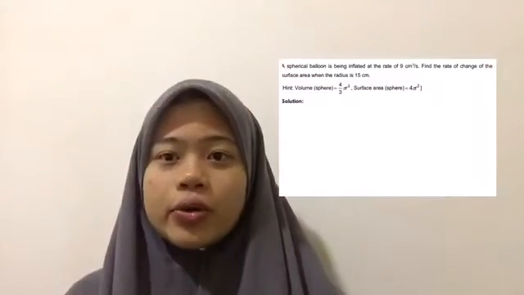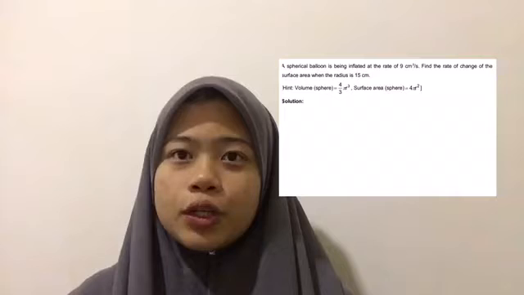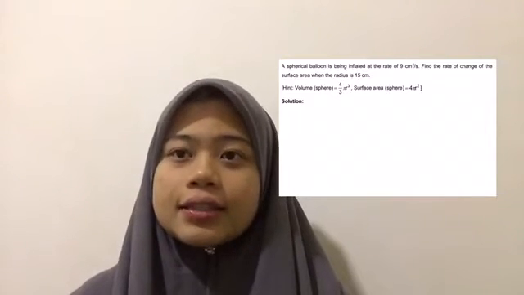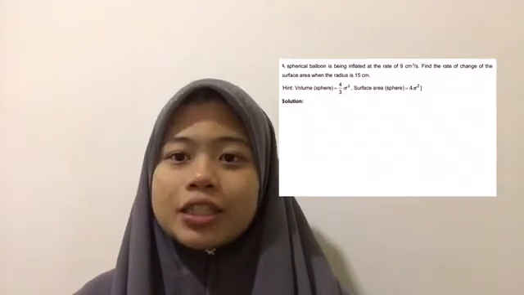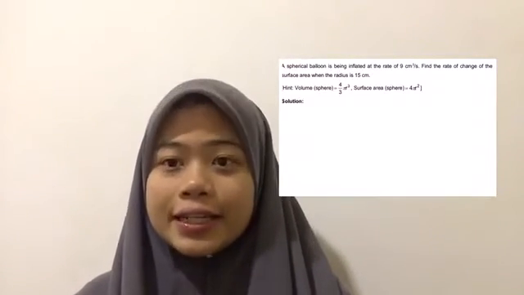This is the question. Let's read the question together. A spherical balloon is being inflated at the rate of 9 cm³ per minute. Find the rate of change of the surface area when the radius is 15 cm. So, the first step, we need to know the shape in this question. The shape of this question is a spherical balloon. A spherical balloon is the shape of a sphere.